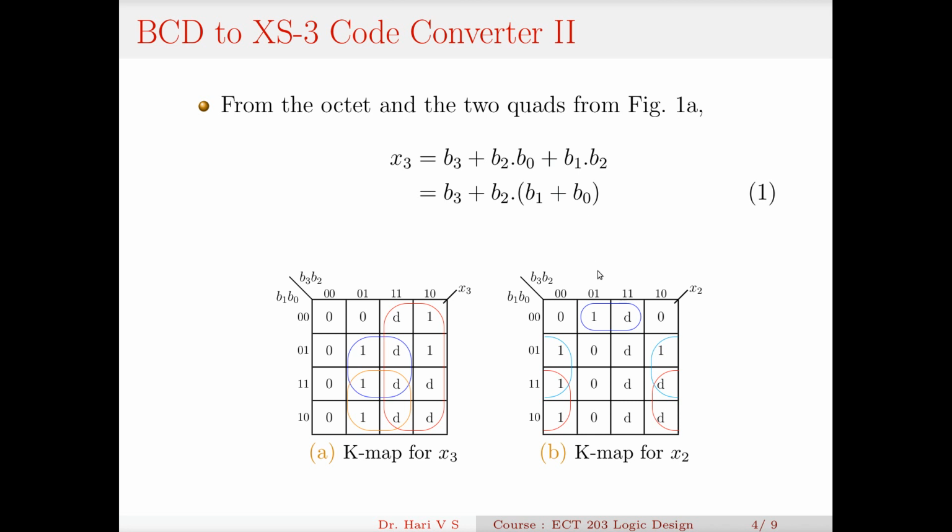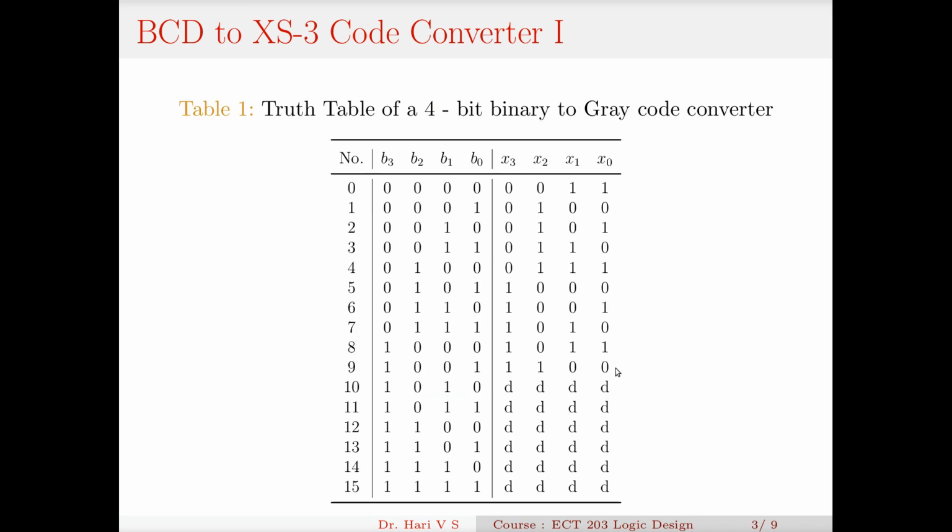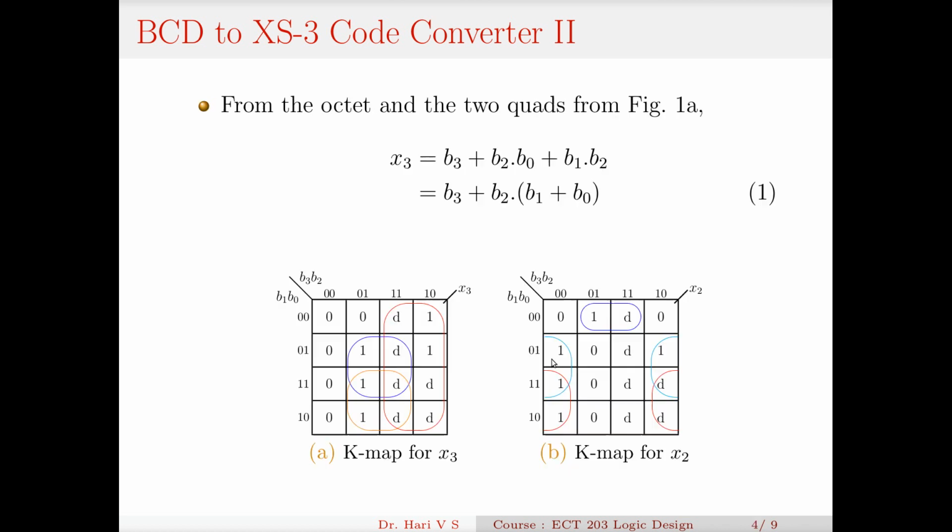Now x3 is computed. Now this is a KMAP for x2. If you come here, x2 is 0 1 1 1 0 0 0, that way. That is included in this KMAP. Here you can see that there are two quads and a pair.